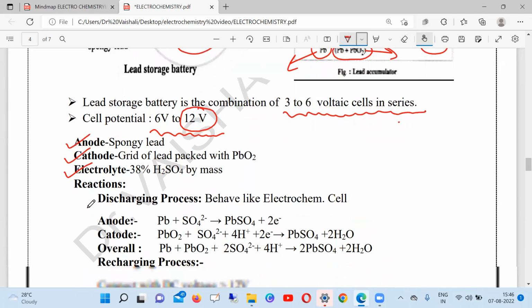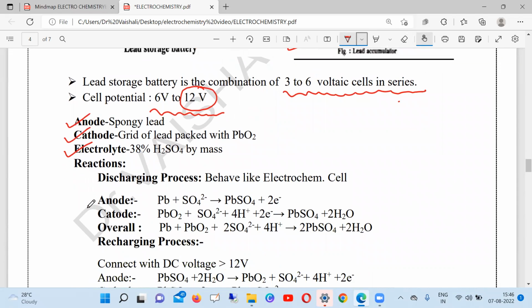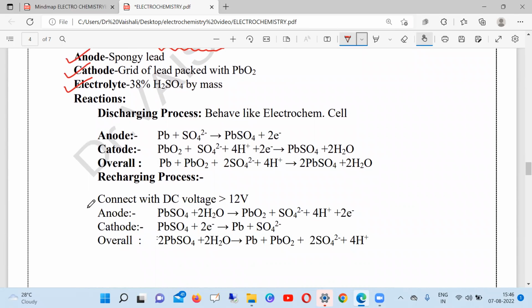And now the cell reactions. So cell reactions, lead storage batteries are rechargeable, but when the discharge process occurs, what reactions occur? So discharging process reactions we see first, and in this it behaves as an electrochemical cell. So what is the anode reaction? Anode is made up of lead and what electrolyte? Sulfate. So this lead in the presence of sulfate electrolyte is oxidized into PbSO4 by loss of 2 electrons. So at the anode, since you know oxidation happens, Pb oxidizes into PbSO4 by loss of 2 electrons.